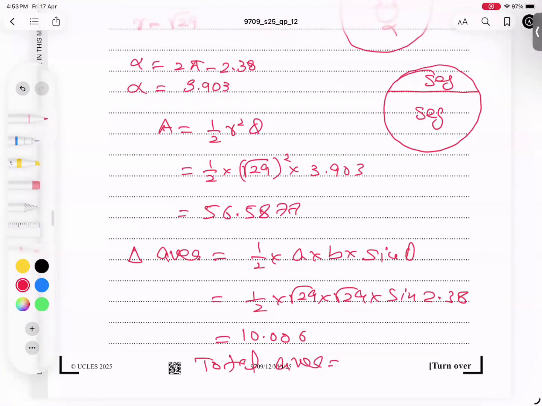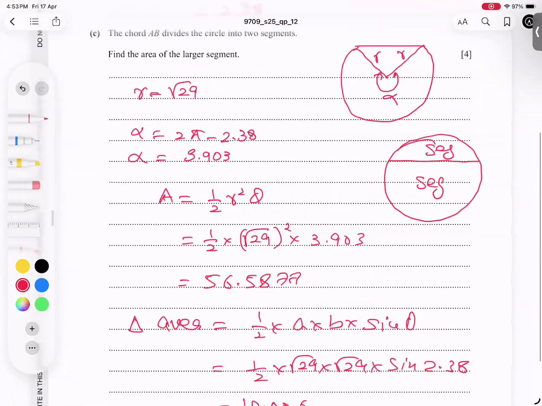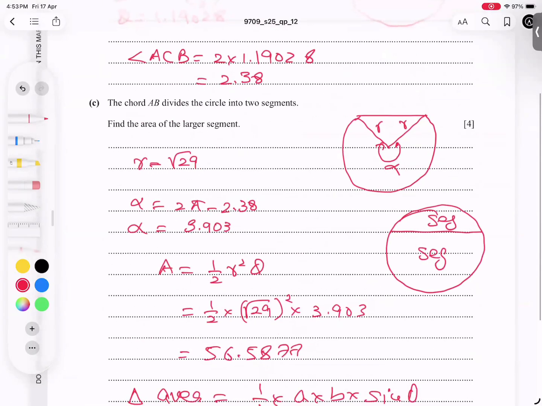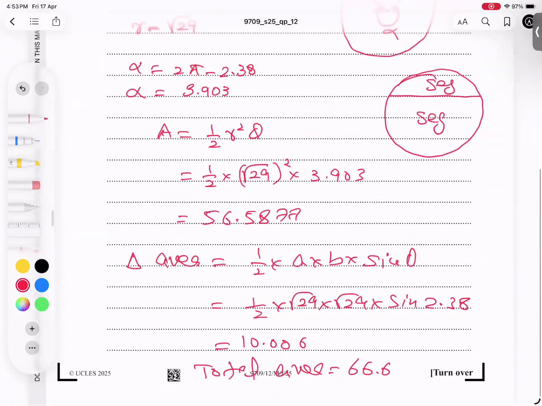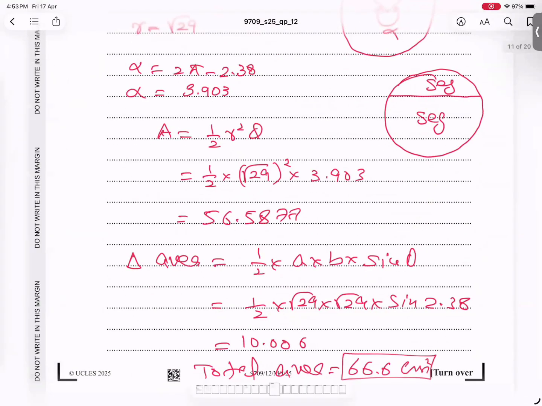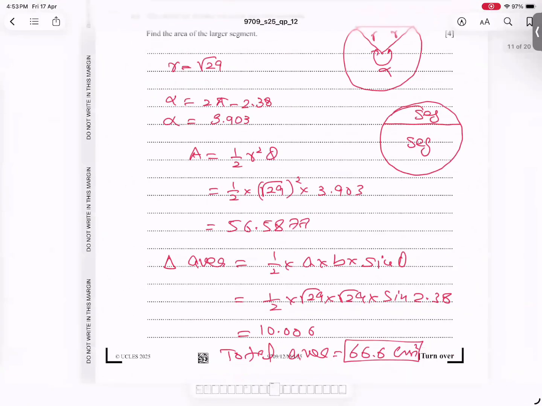So if I add, the total area is 56.5877 plus 10.006, which is 66.6 after rounding. The unit is centimeter, so I'm writing centimeter square. I hope the concept of the question is now completely clear.